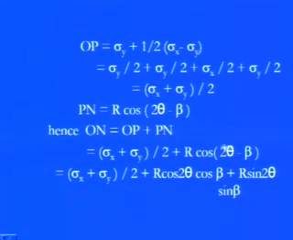Or we can also use this: if we expand this, cos(A − B) is nothing but equal to cos A cos B plus sin A sin B. So by resolving these things, we have (σx + σy)/2 plus R times cos 2θ cos β plus R times sin 2θ sin β. So what we have now is O to N.